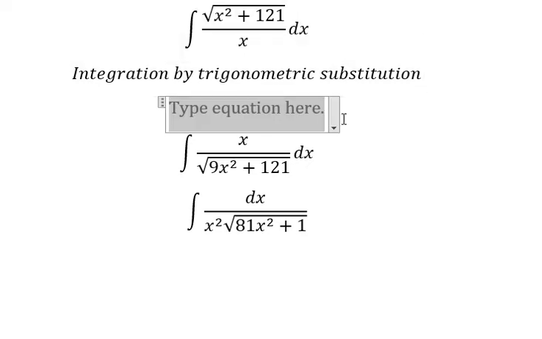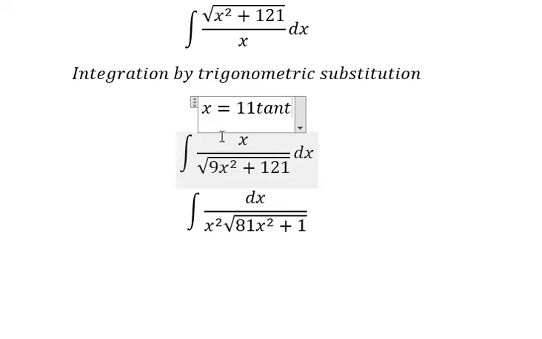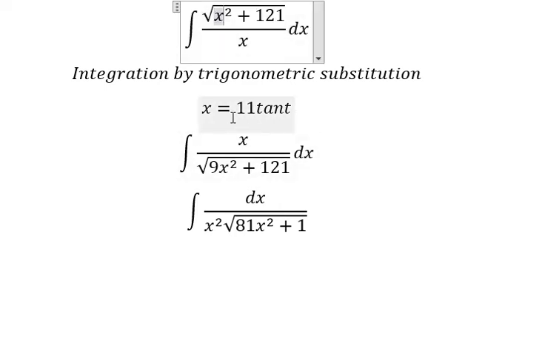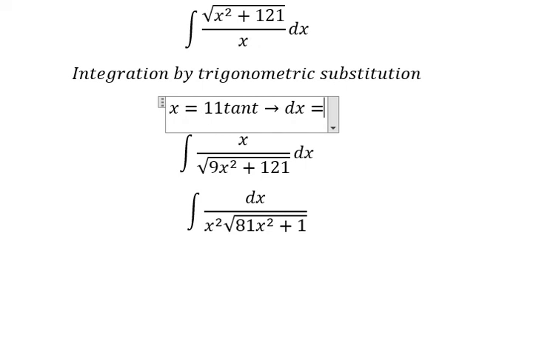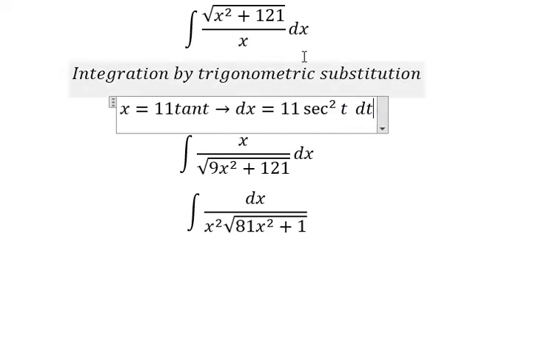So I will put x equals 11 tan t, because if I put this in here, you get 121 tan squared t. We can do factorization: 121 times tan squared t plus 1, which we change to secant squared t, and later we simplify with the square root. The dx is 11 secant squared t dt.